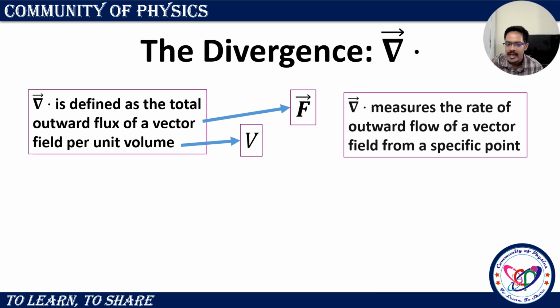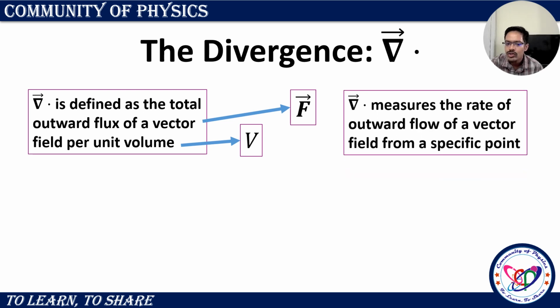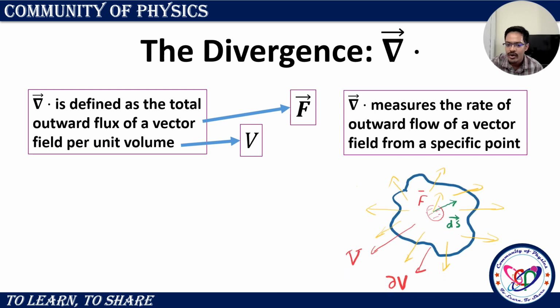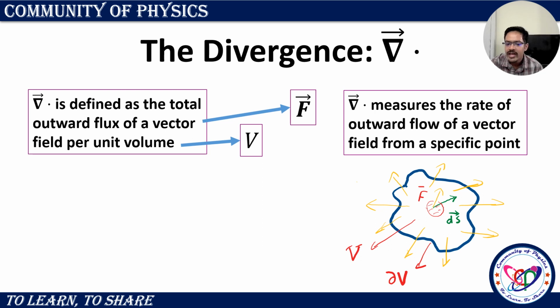Consider a vector field F and an enclosed volume V. Then divergence measures the rate of outward flow of that vector field F through the boundary of V from a specific point. So geometrically, consider this diagram: that blue line denotes the volume V, and that volume V has a boundary del V. Now, with those yellow arrows, we denote the vector field F.